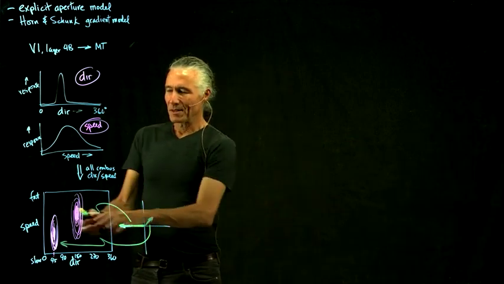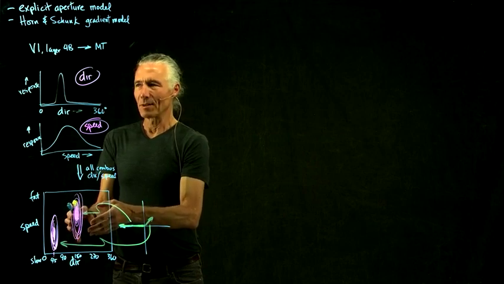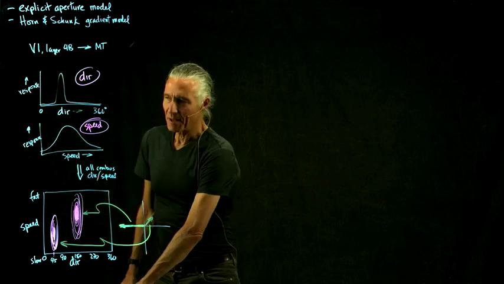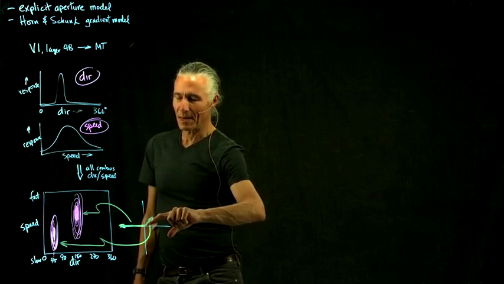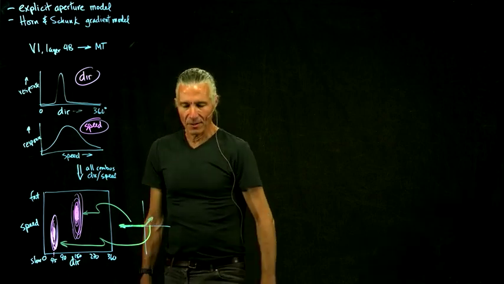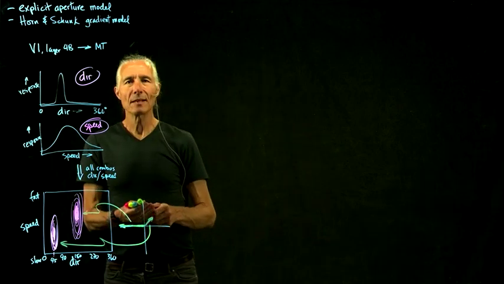So I just unpacked it a little bit. This is what the actual data from a neuron would look like, one that was selective for a particular direction and speed. Okay, so then what we said was the way we solve this problem. So what is the initial problem?